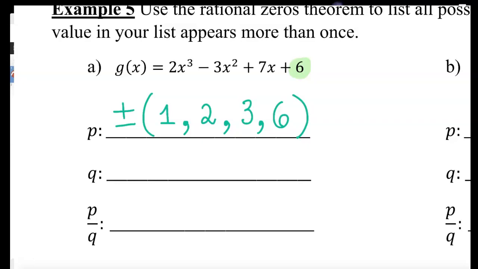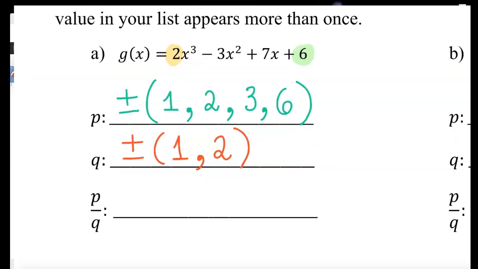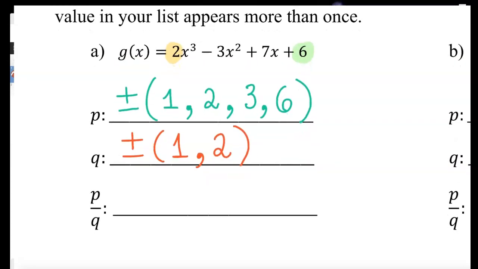Now let's come up with a list of Q's. Q's are the numbers that divide the leading coefficient. So what numbers evenly divide 2? Of course, I'm going to have to put the plus or minus sign, but 2 can be divided by 1, and 2 can be divided by 2. Ta-da! I got my P's and Q's. All I need to do now is create a list that is P over Q. All these numbers are going to be first divided by 1.